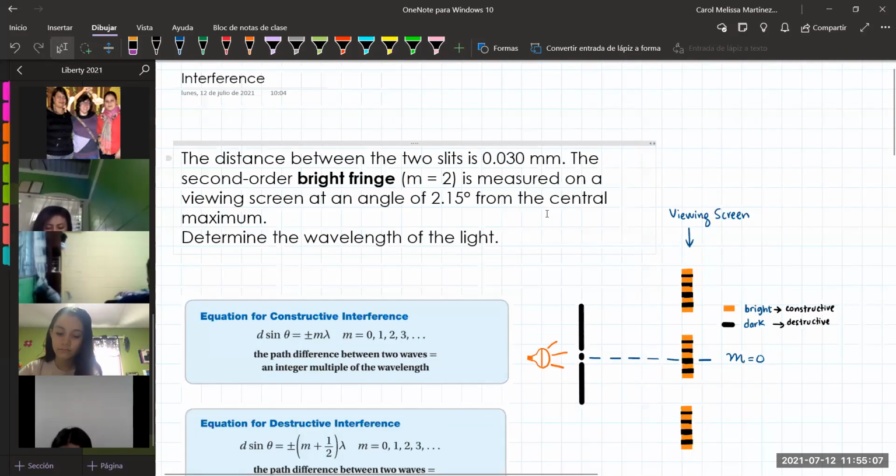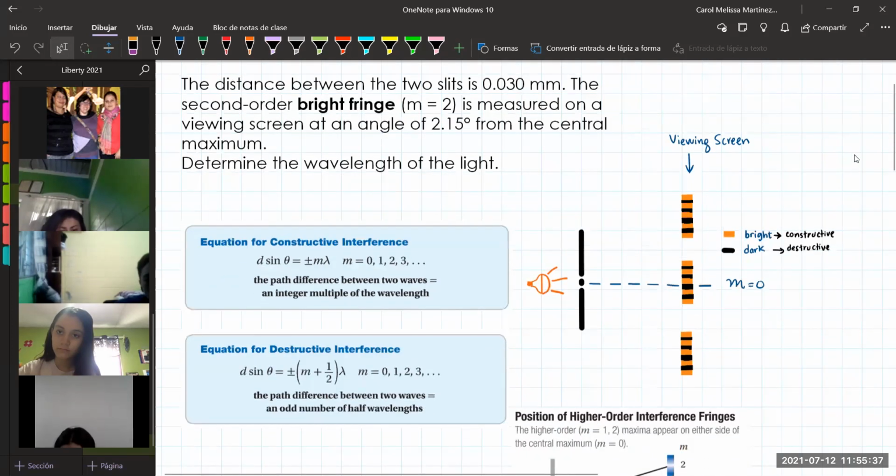Now let's read the problem. It says the distance between the two slits is 0.03 millimeters. The second order bright fringe, or m equals 2, is measured on a viewing screen at an angle of 2.15 degrees from the central maximum. Determine the wavelength of the light.